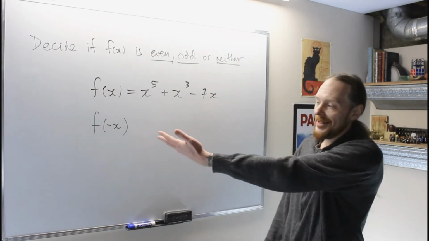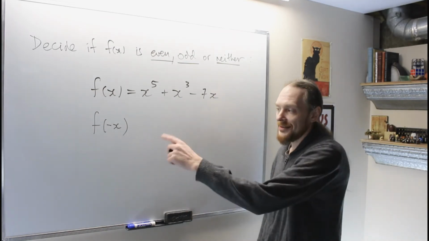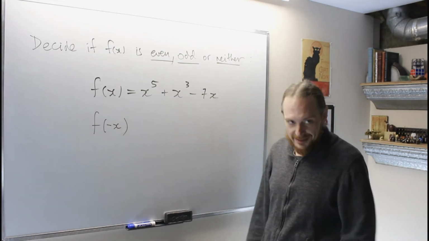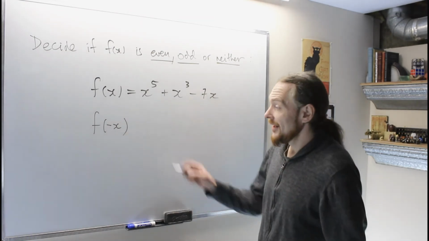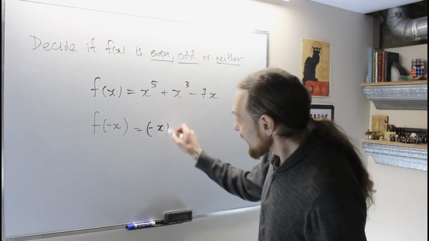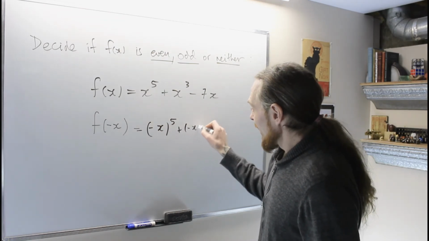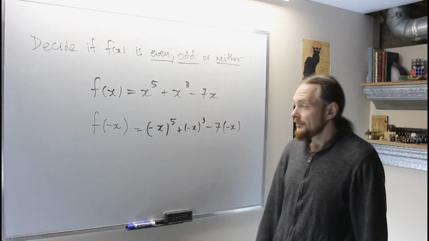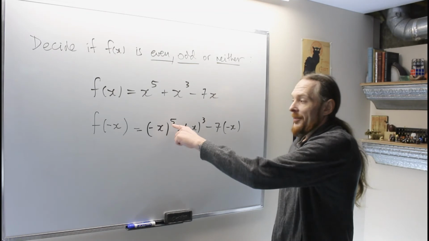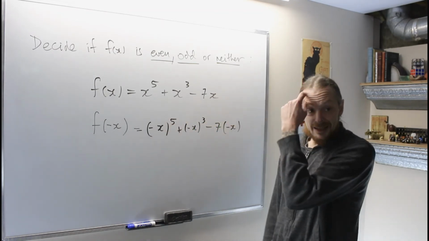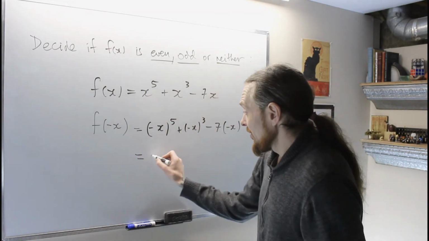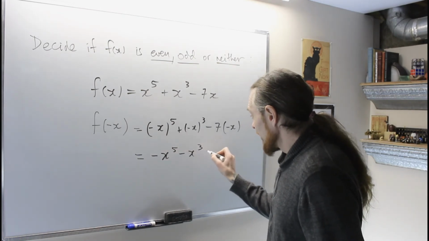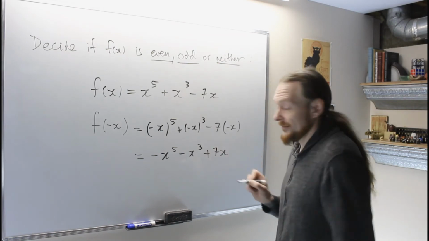So the first thing I do every time I do even and odd functions is I put this. This is the first thing you should see. If you're not doing this and you're trying to argue, I know you're not doing it right, because the definition says I have to look at negative x. That gives me negative x to the 5 plus negative x to the 3 minus 7 times negative x. Now, because these are all odd exponents, I can pull a negative out of each one of those, so that gives me negative x to the 5 minus x cubed plus 7x.